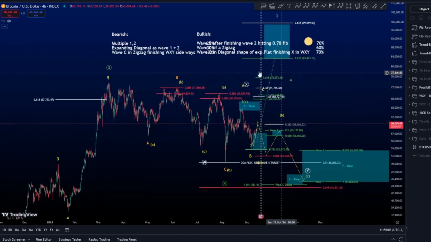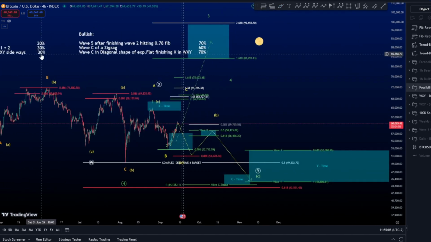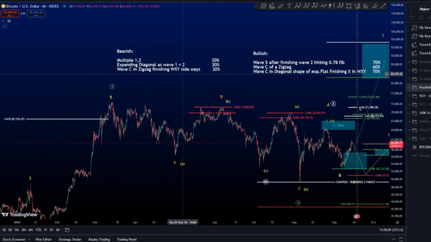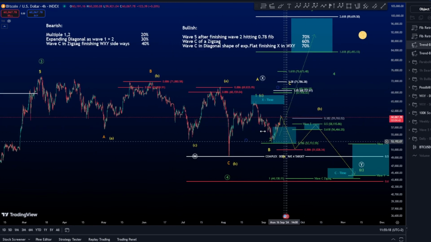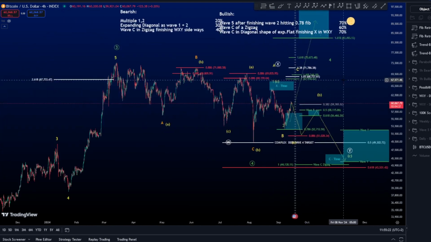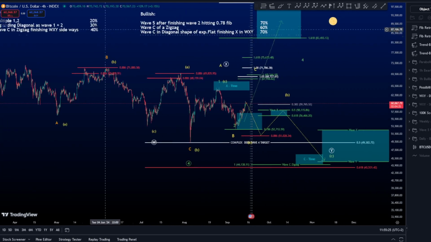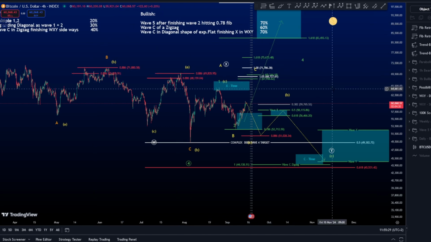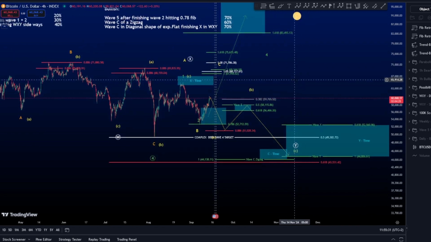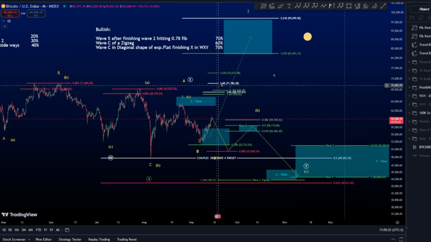So this is the most bearish scenario. Even I would give it the highest possibility between the bearish. So let's just be fair here. This could take the 40%, right? This has much more possibility than a 1-2 as expanding diagonal, which is very, very rare, and that's why it is very low in possibility. However, we're gonna keep it at 30. Yeah, so these are the possibilities.